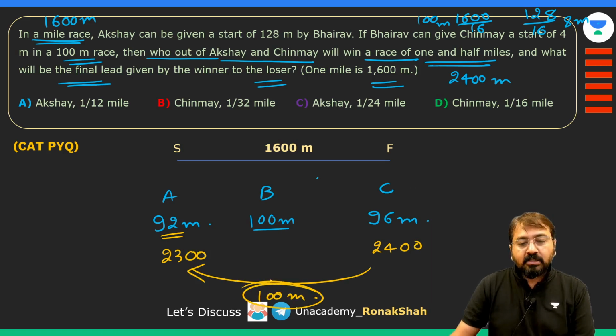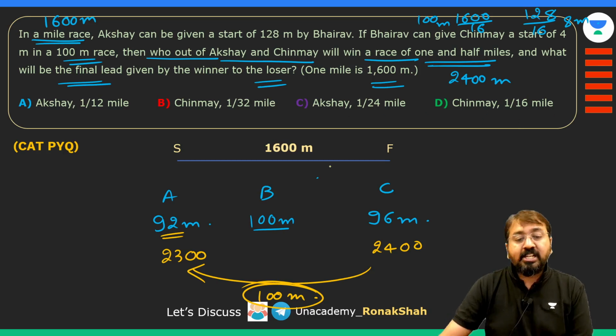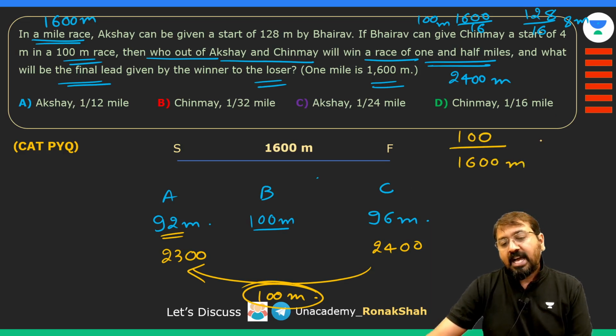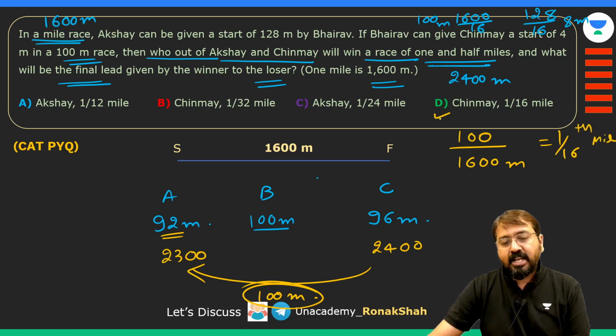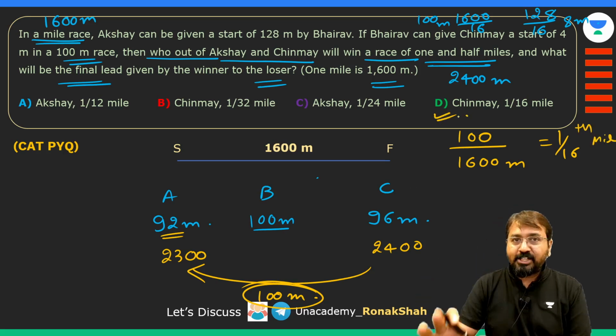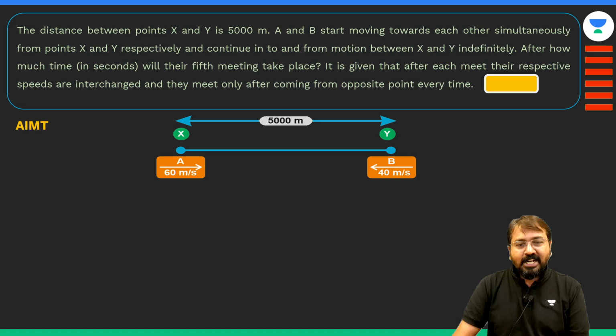Now 100 meter in terms of mile, because our options are in terms of mile. So 100 meter is what fraction of 1600 meter? I can say it's 1 by 16th of the mile. So the answer has to be option D. I really hope you have understood this. Now let's look at one different variety of question.